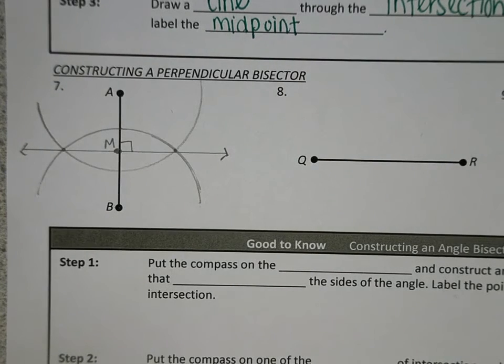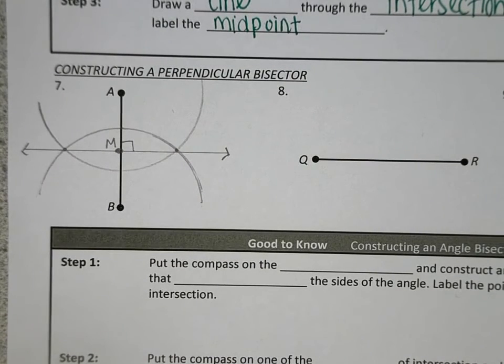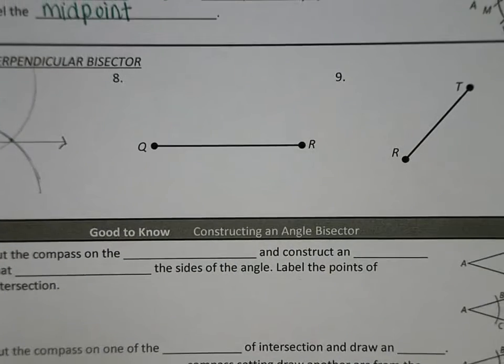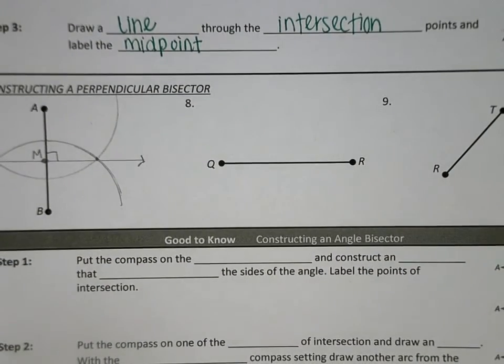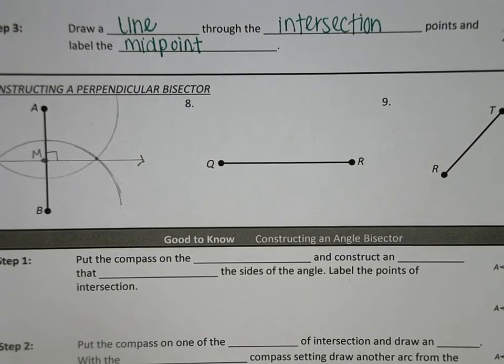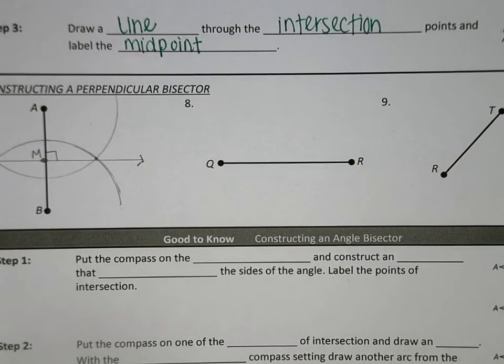Guys, I think that's all we're going to have time for. So while you are doing those two perpendicular bisectors for 8 and 9, I'm going to pass out your homework. On your homework, the very last two questions are angle bisectors. So just skip those, and we will do them first thing on Monday. Okay? But you should be able to do the entire rest of the homework assignment.